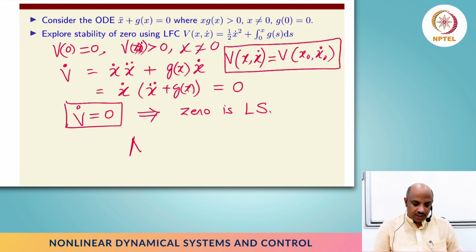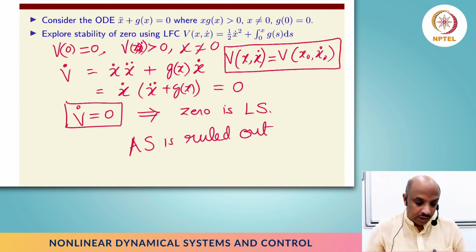Unless we know more about this function g, we cannot really say more. So in that sense, asymptotic stability is ruled out. How do I know it's ruled out? Because if x is not the origin, then V is positive, which we concluded earlier. If V is positive and we know V dot is 0, the solution x of t is going to remain in a level set, and we can therefore rule out asymptotic stability. It's never going to reach the equilibrium point.